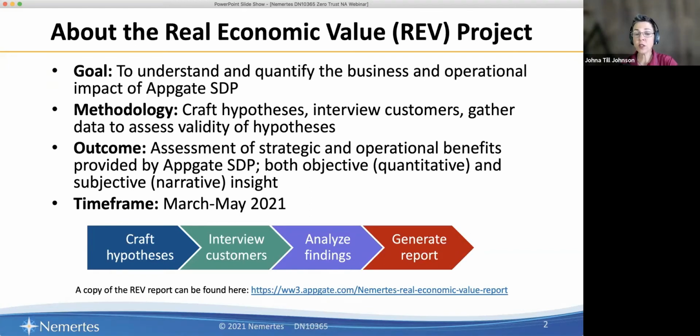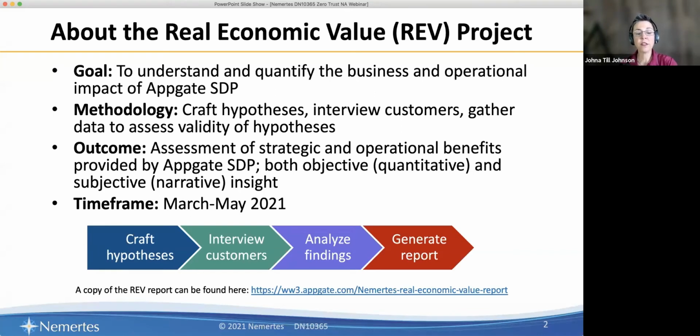Then we interviewed customers to validate or invalidate the hypotheses. We gathered data and then analyzed everything and put together a report. As you'll see, the outcome was an assessment of both the strategic and operational benefits provided by Appgate SDP. And you'll see what we mean by strategic and operational. As well as getting objective quantitative data, we also got subjective narrative insight as to why people deployed the technology and what benefits it gave them.